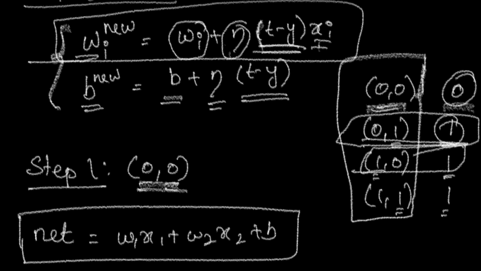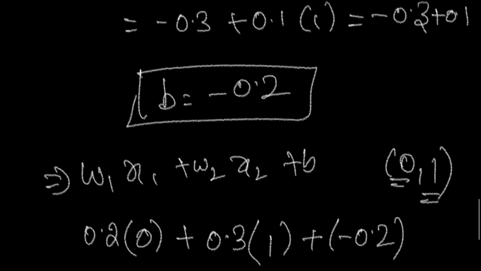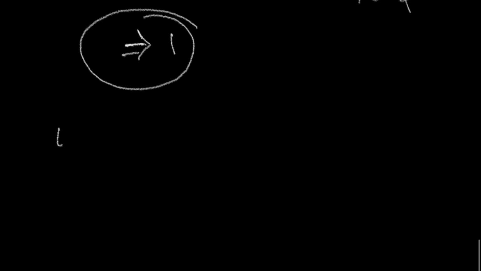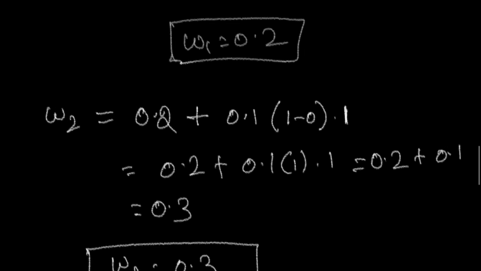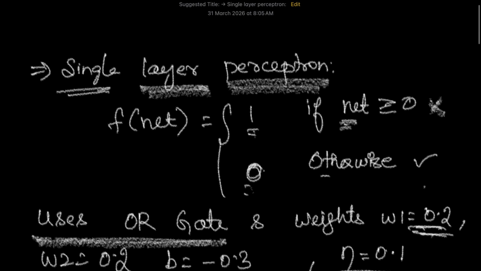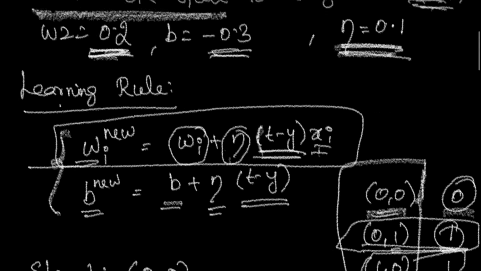In that sense, if I haven't adjusted the weights, what is the weight that we have already used? W1 is 0.2 and W2 is 0.2, the learning rate is 0.1, and the bias is minus 0.3. Am I right? This is the value which is already given for us.